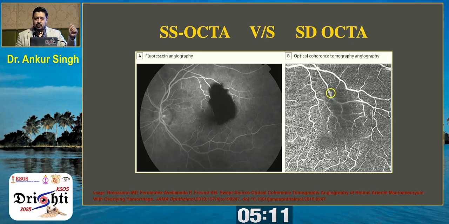So SWEPSOS OCT, look at this OCT. This is an FFA and an OCT. In the FFA you don't see anything, you just see blocked fluorescence. But when you do a SWEPSOS OCT in this patient, you see that macroaneurysm. So now, for the hemorrhage with macroaneurysm, you know the region of the macroaneurysm with the help of SWEPSOS OCT angiography.